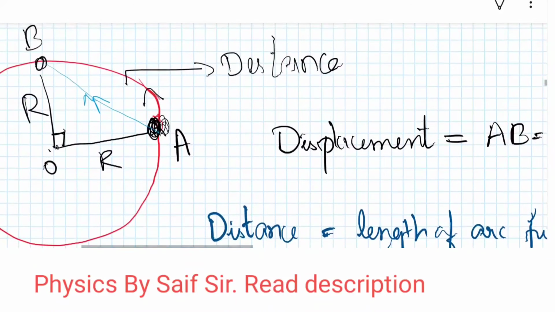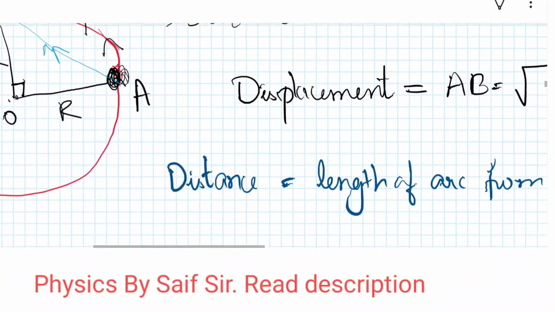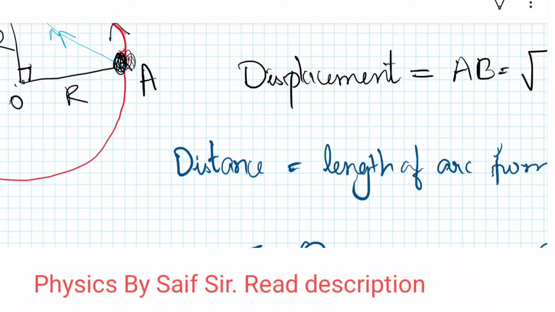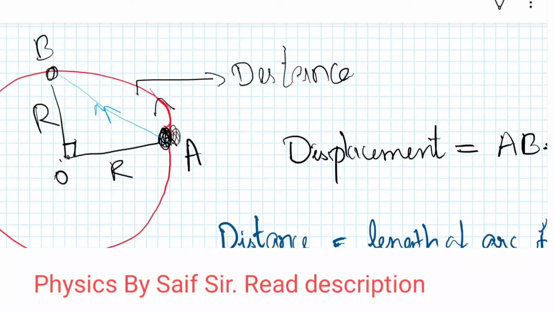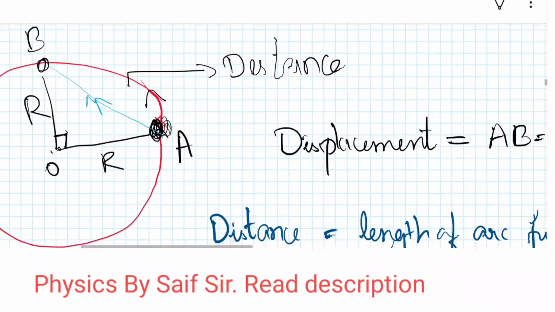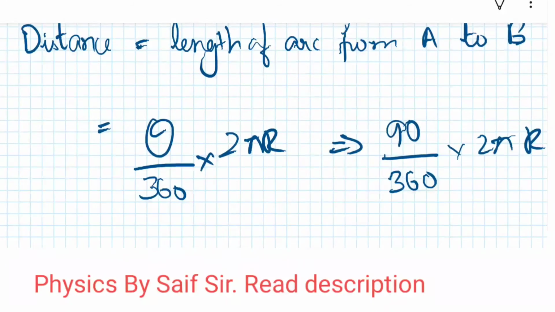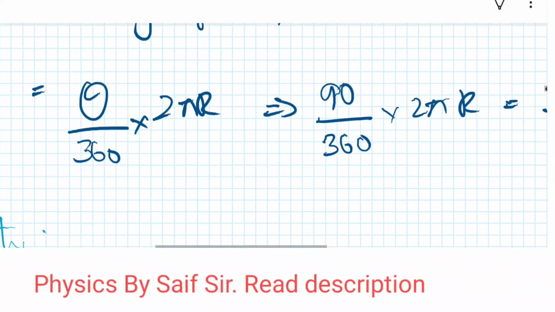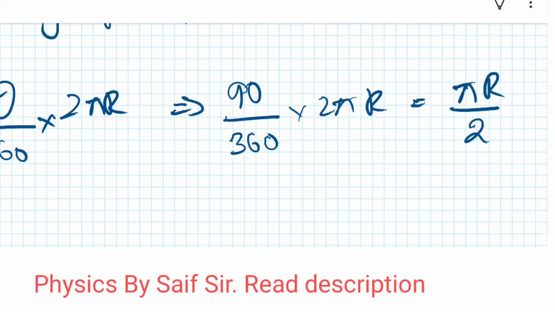But what about distance? For distance, you have to find the length of the arc from A to B. As it has covered only 90 degrees, the formula is theta by 360 into 2 pi R. Here theta is 90 because it has covered 90 degrees, so 90 by 360 into 2 pi R. When you simplify that, you will get pi R by 2.